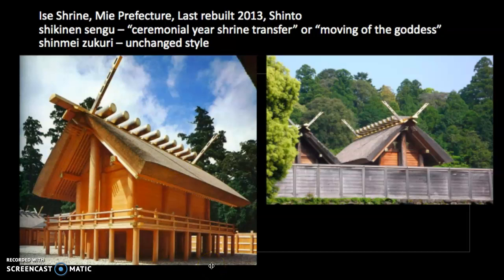So we see these huge wooden piers, the pillars. We see a thatched roof, very traditional building techniques. And that is related to the notion of Shinmei Zukuri, which is the unchanged style. With the rebuilding, you're not reinventing the wheel, but you are using the same techniques, the same cypress wood, and you are creating a shrine that is exactly 35 by 18 feet. The entrance is always the same. The raised porch is always the same to preserve this tradition.